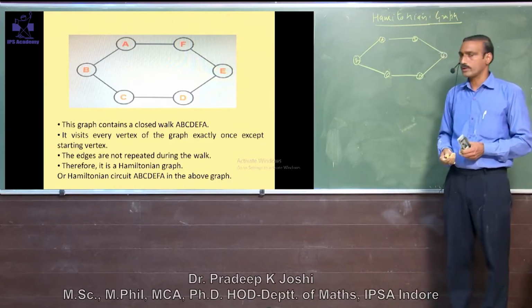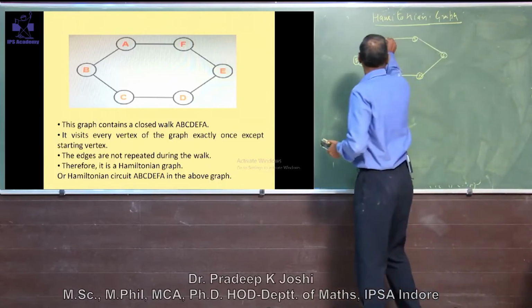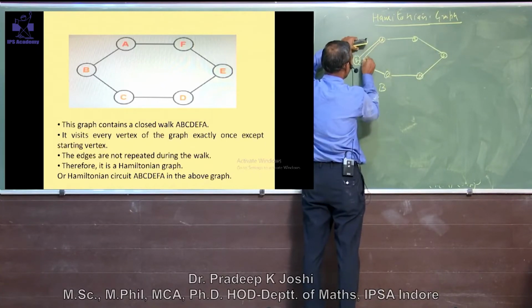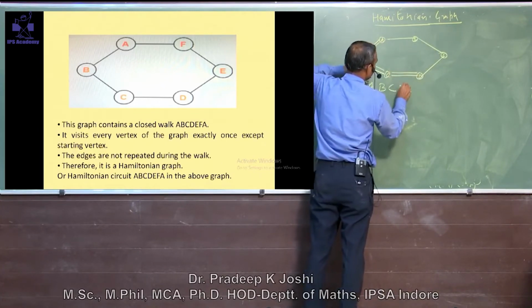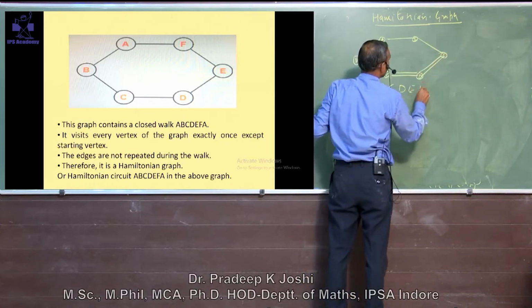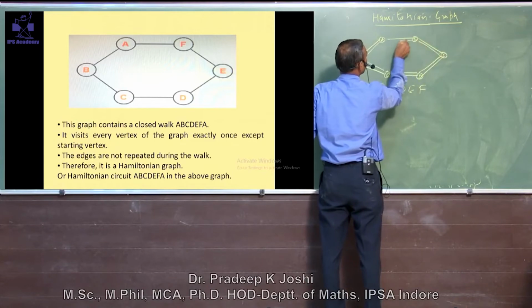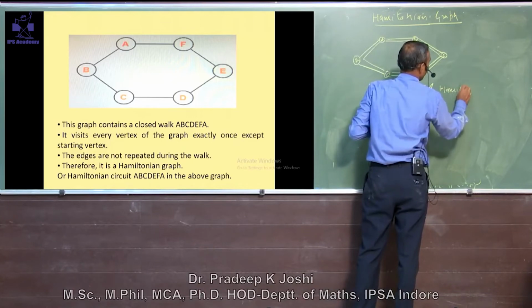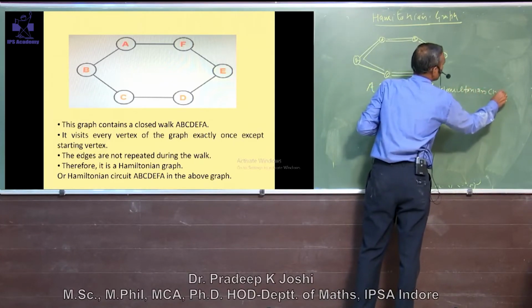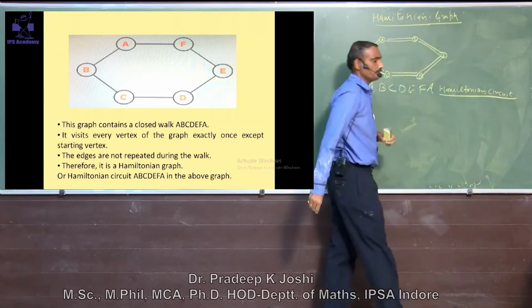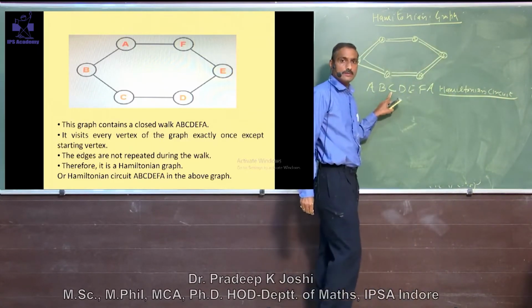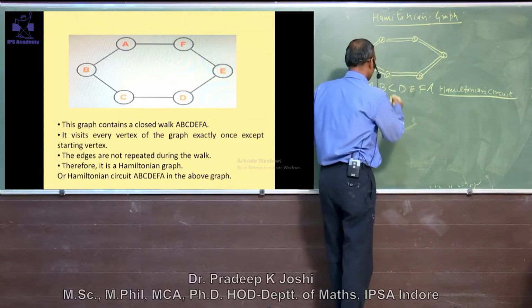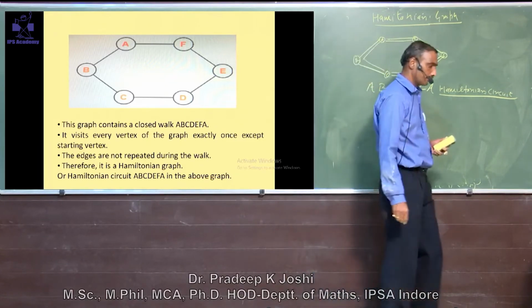The graph contains a closed walk. First we find the closed walk. We start from a vertex and visit the others, so we see A, B, C, D, E, F and back to A. This is the Hamiltonian circuit: A, B, C, D, E, F, A. So the given graph is a Hamiltonian graph.